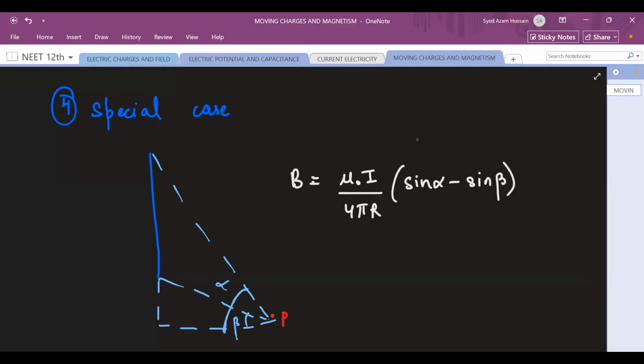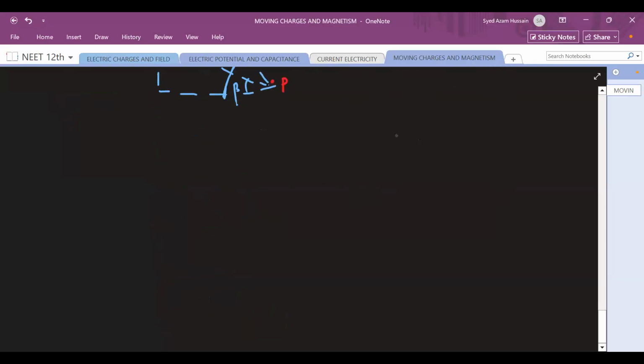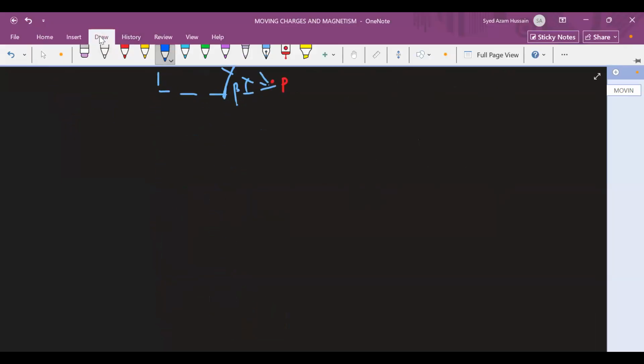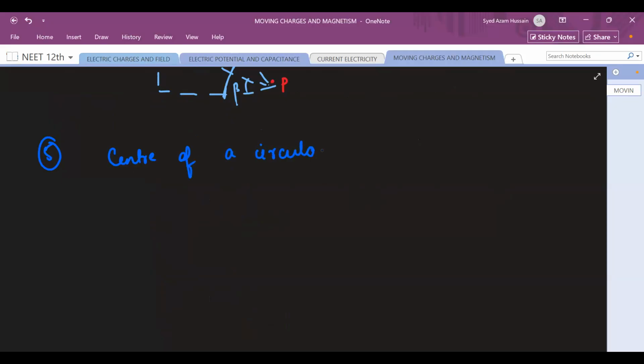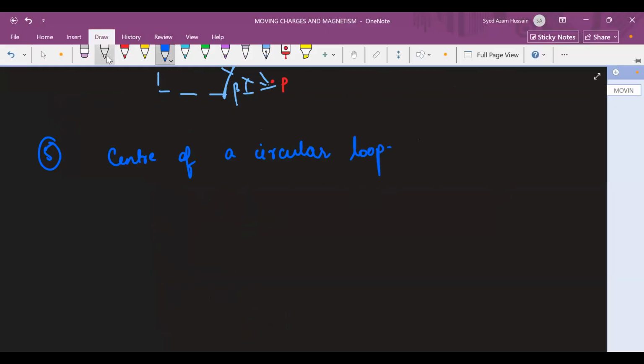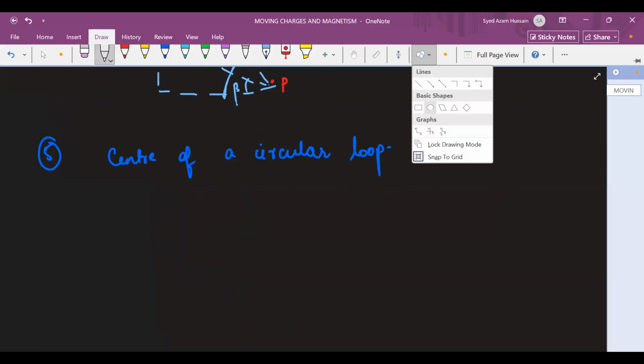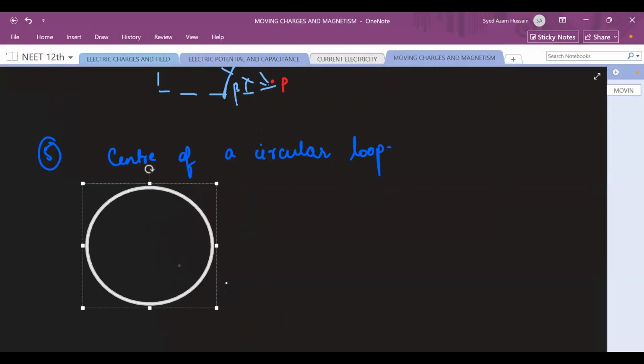In the finite wire, what did we do? We took sine alpha plus sine beta. This will be sine alpha minus sine beta. Now, coming to the basic circles that we have, this is the fifth one. Center of a circular loop. So we know this is a complete circle with its center.